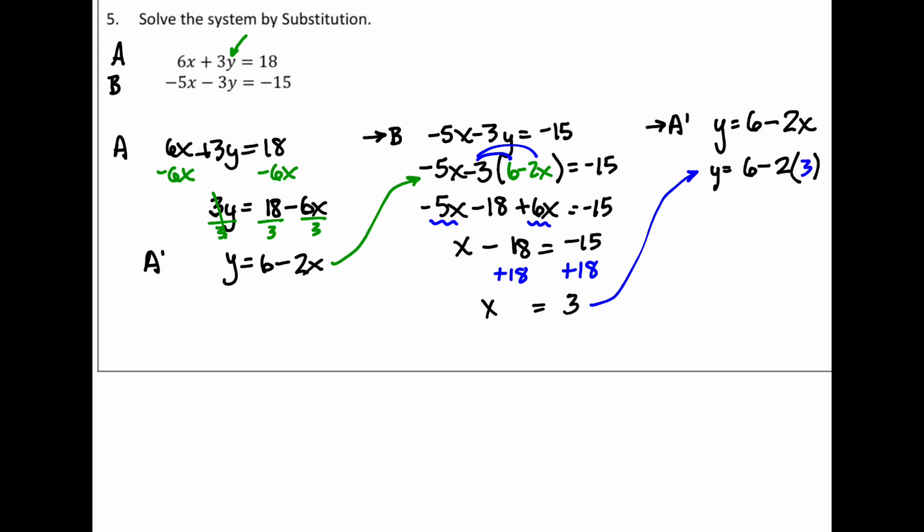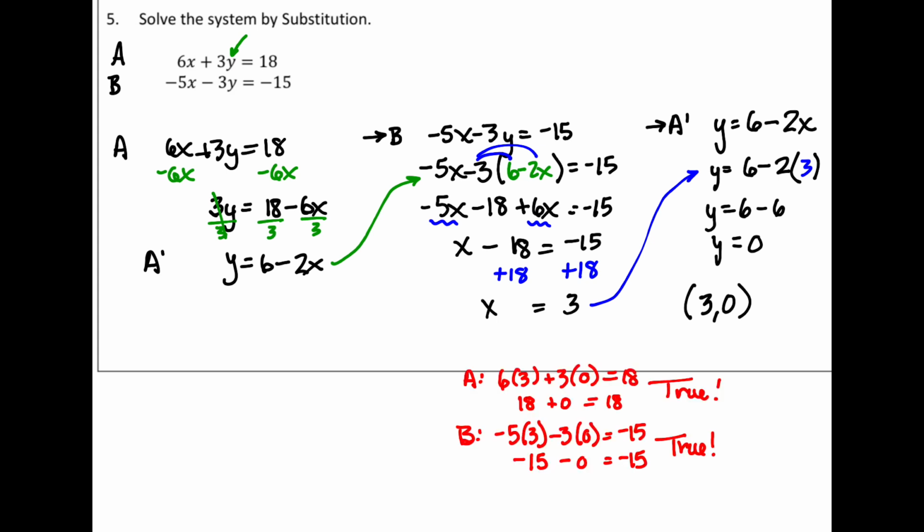So I get y equals 6 minus 6, so y is 0. Alphabetical order, (3, 0). And just to be absolutely safe, let's check it. And it works. Okay, so (3, 0) is my one point that is on both lines. It's where the two lines intersect.